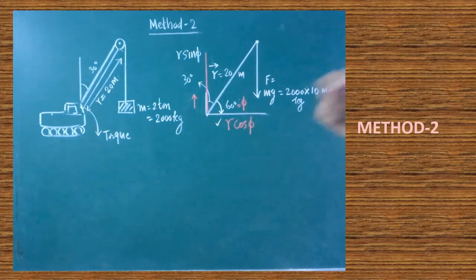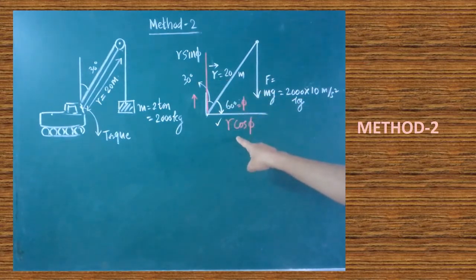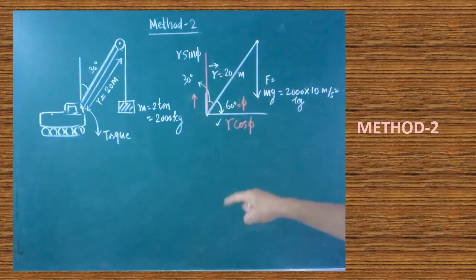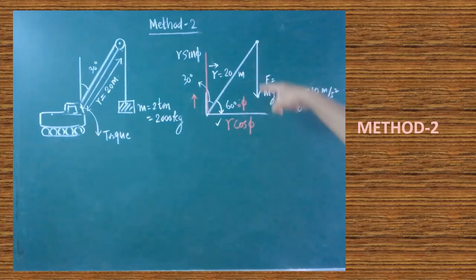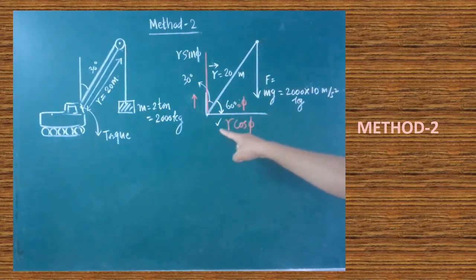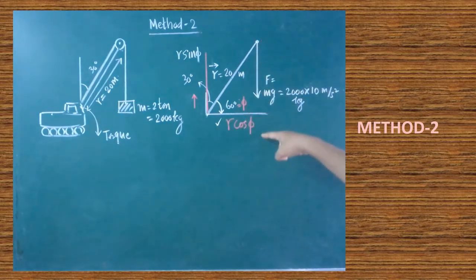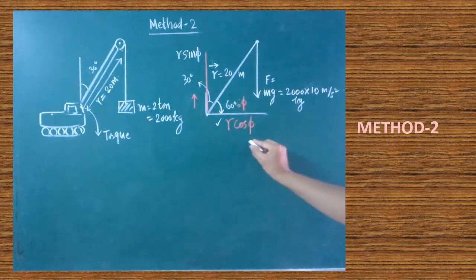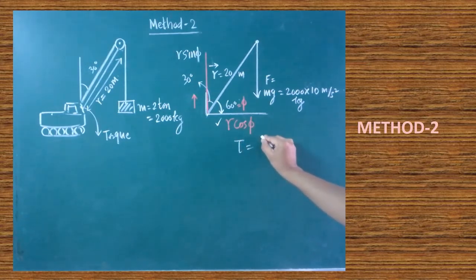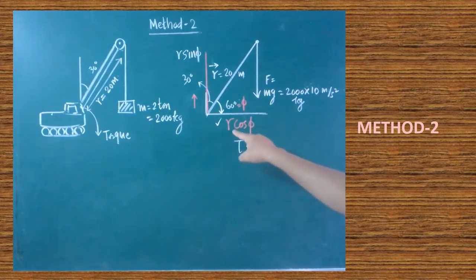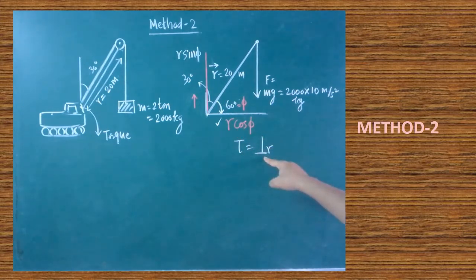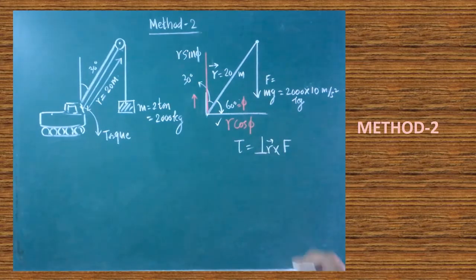Now this R can be resolved into two components. The horizontal component of R is R cos φ and the vertical component is R sin φ. With respect to the gravitational force direction, this one will be the perpendicular distance. That's why I have put a tick mark. So force is here, and the horizontal component of R becomes the perpendicular distance. So we can write torque is equal to the perpendicular component of R, are you clear, into force. So this formula can be taken.